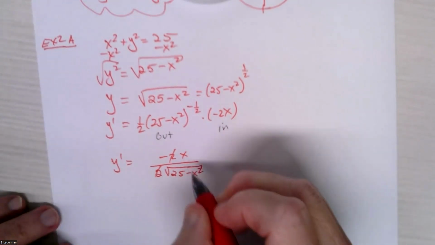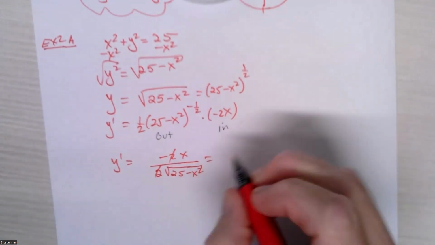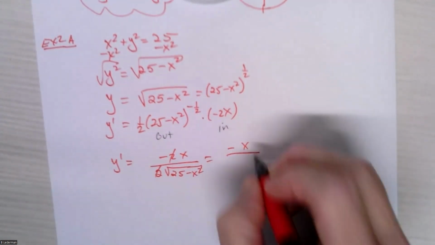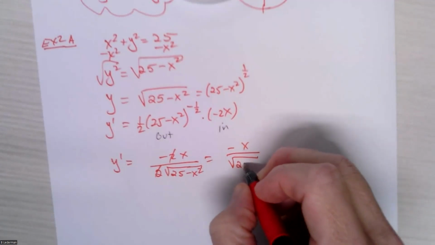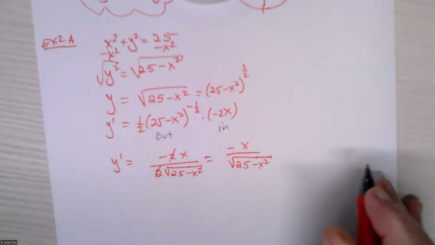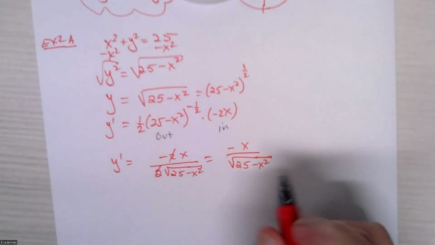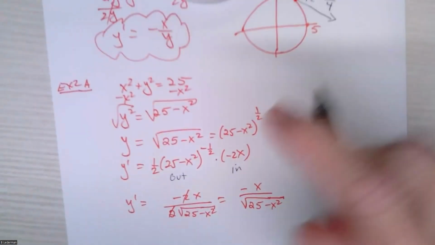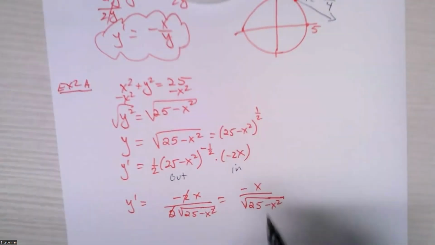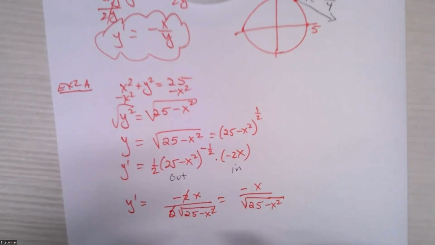So we have negative x over the square root of 25 minus x squared. By the way, spoiler alert, you can see right away that this is the same answer we got before, because before we got negative x over y. Now we have negative x over this radical, but this radical was equal to y. So really, we can see already that we're getting the same answer.